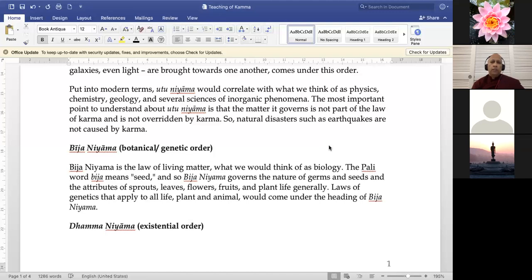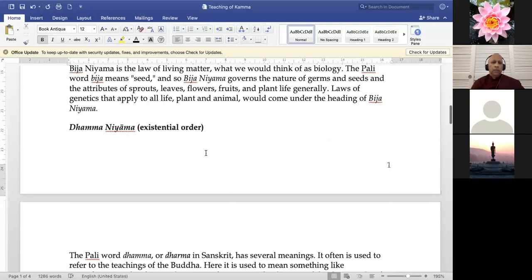When a tree is dead, there's no coming back, because whatever awareness the trees have built in gets dissolved, and there's no Atman. Trees and plants don't have Atman that can leave the tree and come back in a different form. There's no such thing. So Buddha rejected that, and Buddha included botanical realities, genetical realities, under this genetic order, botanical order, Bija niyama.